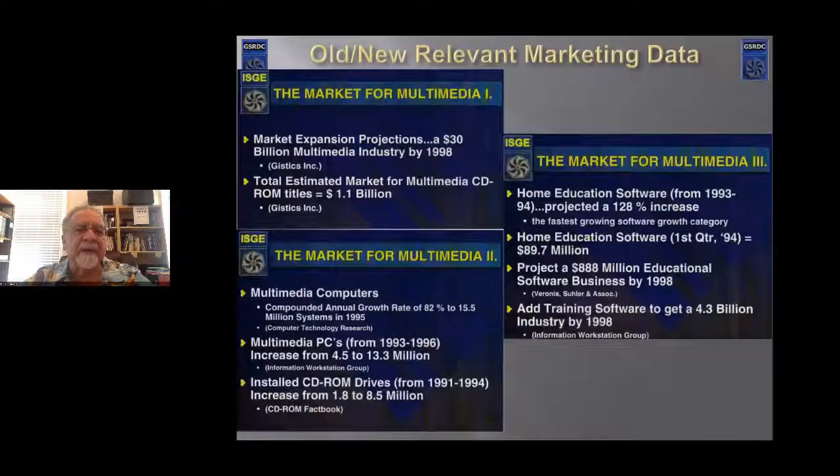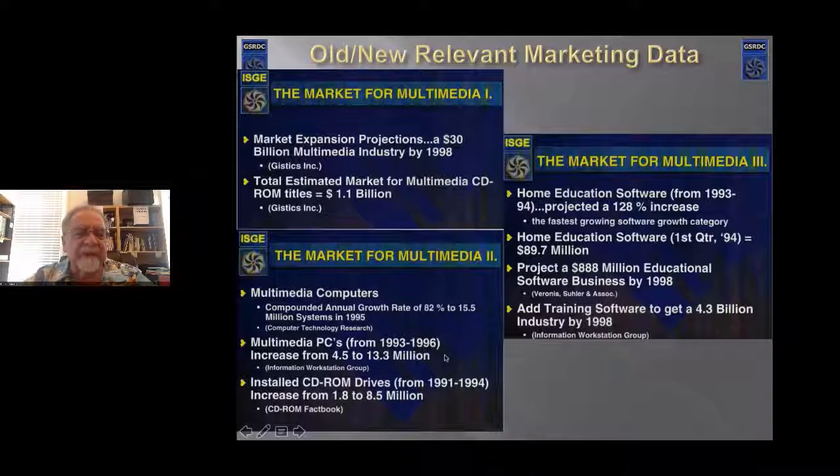What about marketing? Market expansion projections show that multimedia should exceed $30 billion by 1998. I haven't gone back and looked at these. These were predictions in the 90s when I was going for the second NSF project support. The compounded annual growth rate was 82%.